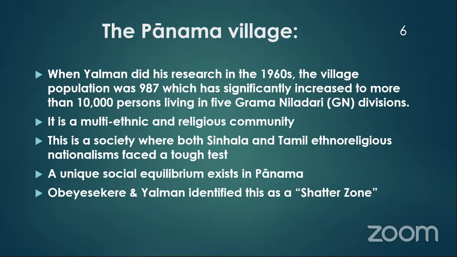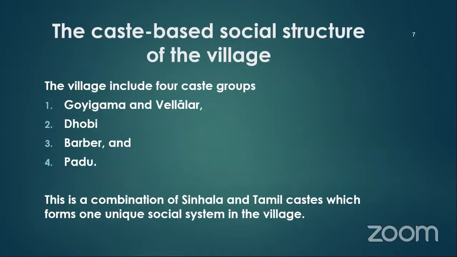Obeyesekere and Yalman identified Panama as a shatter zone, where there is a substantial degree of intermarriage, ritual collaboration, and ethnic merging. Since I talk about embodiment of culture, it is very interesting and important for us to understand the existing culture in this part of the country.